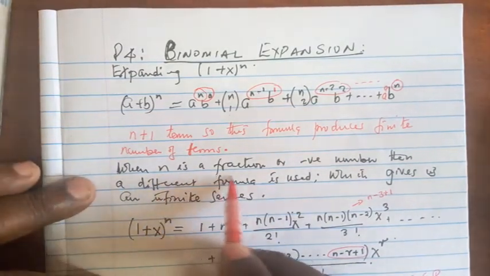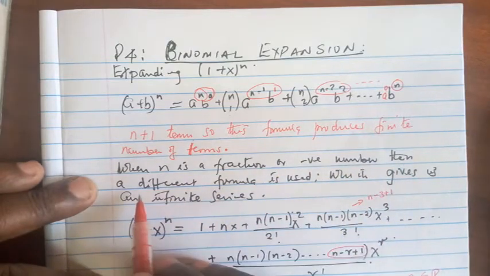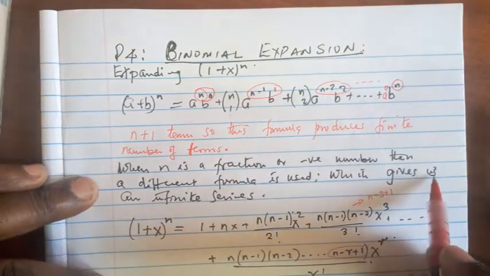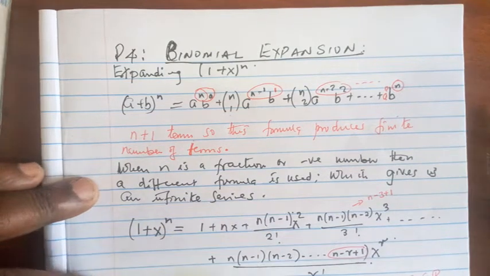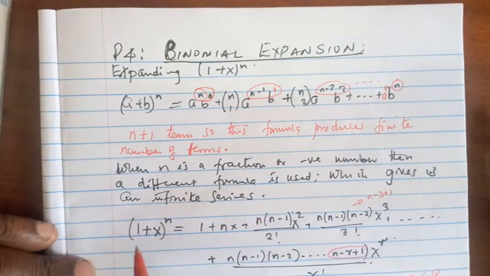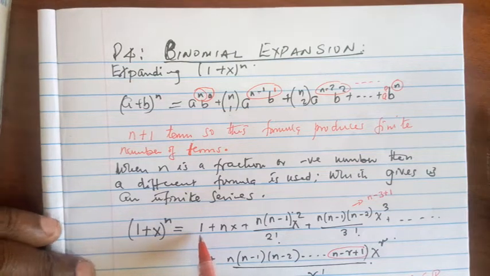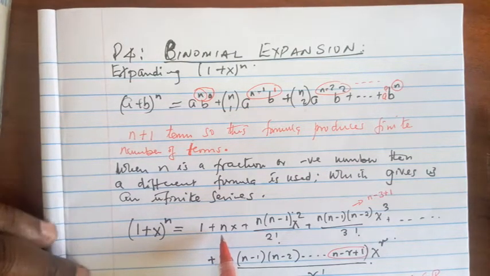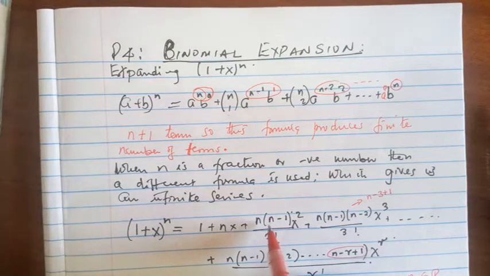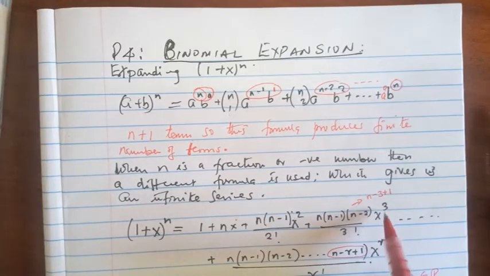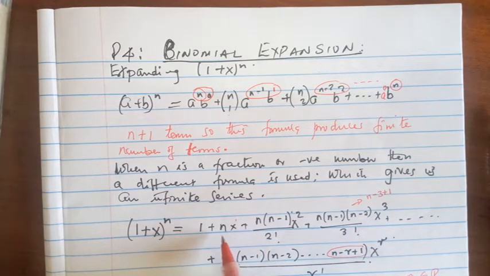But when n is a fraction or a negative number, a different formula is used, which gives us an infinite series. Assuming we are having (1 + x) raised to power n, and n is a negative or a fraction number, the terms we expect to have are 1, that's always the first term, plus nx, plus n multiplied by n minus 1, then x squared. This is x raised to power 1, this is x squared, this is x raised to power 3.